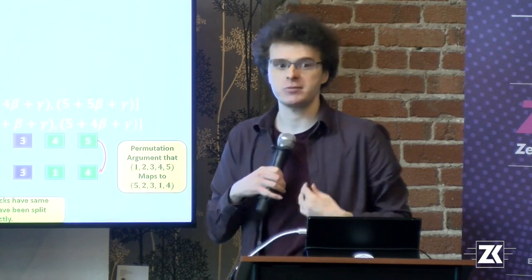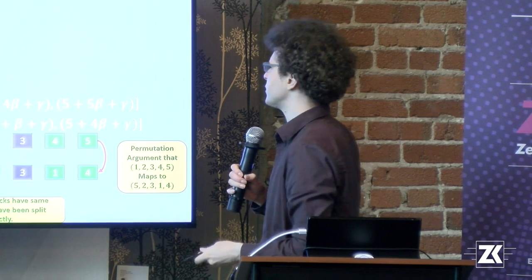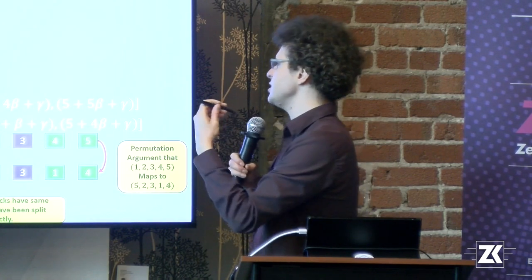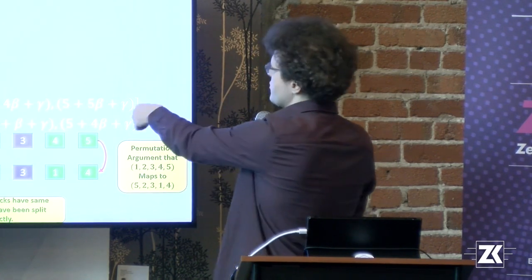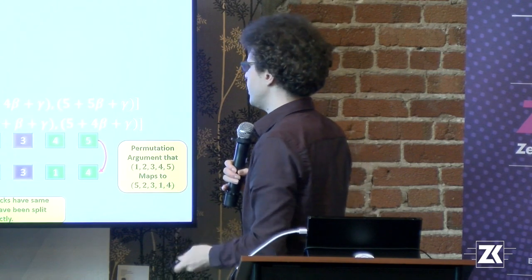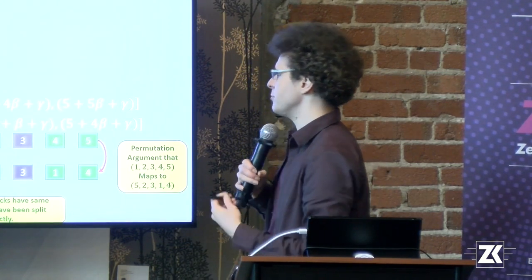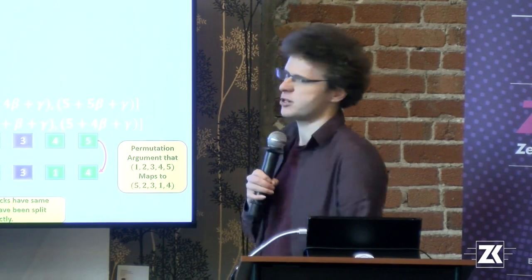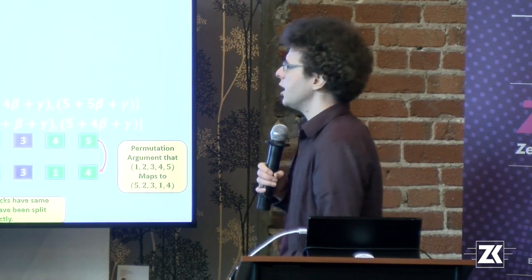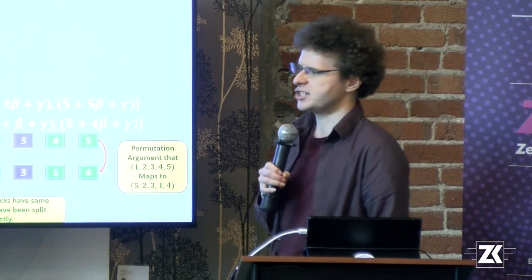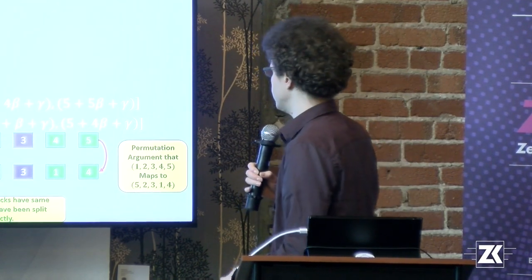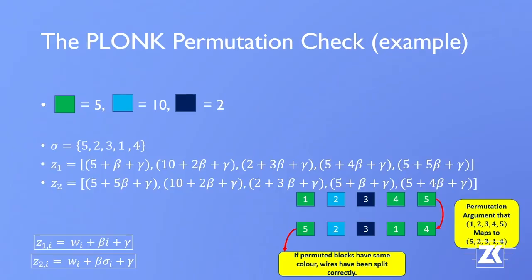value in your circuit. However, you're not able to do that, because each individual term is multiplied by different random coefficients, that's where the beta and gammas come in. And so the probability of being able to fake a permutation is roughly the same probability as finding a collision in a hash function, which is what we want.